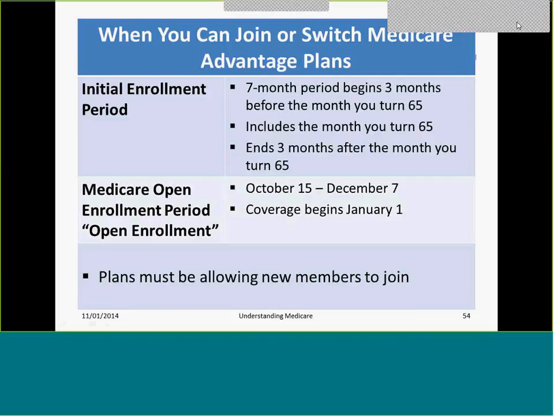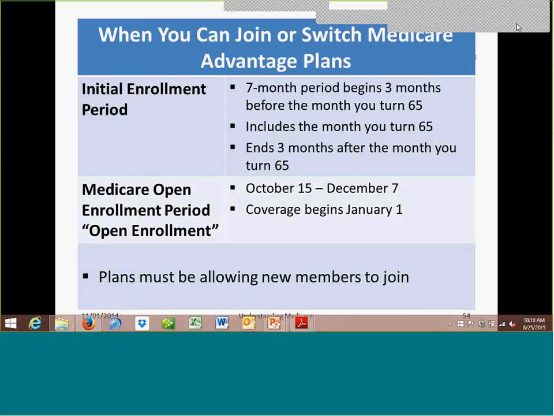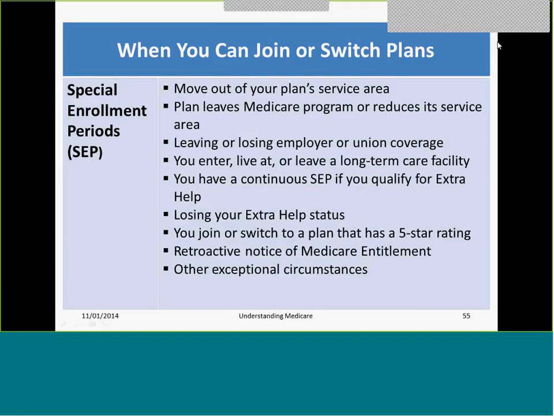All right. So looking at the Medicare Advantage enrollment period, it follows that same 7 months. So I have 3 months before I'm 65, the month of, or 3 months after, or that could be tied to a delayed Part B beyond age 65 as well. Plus I have the Medicare open enrollment period, October 15th to December 7th.